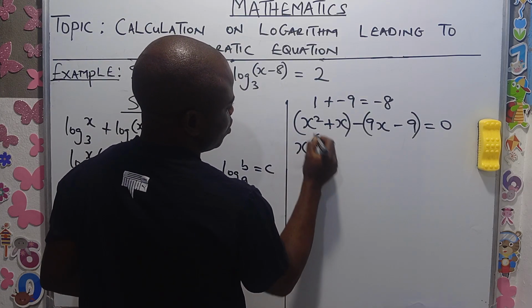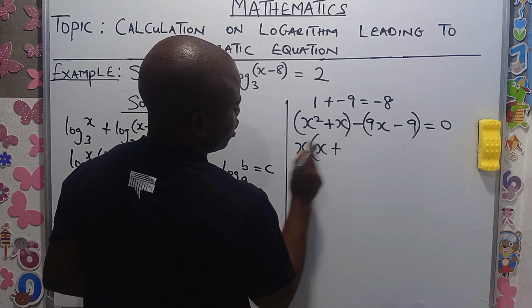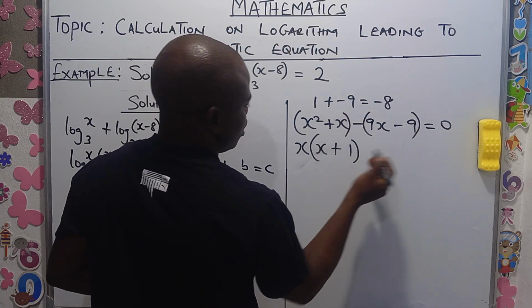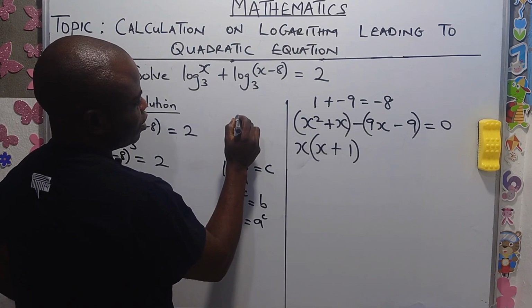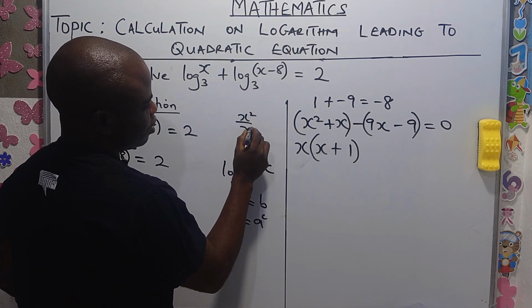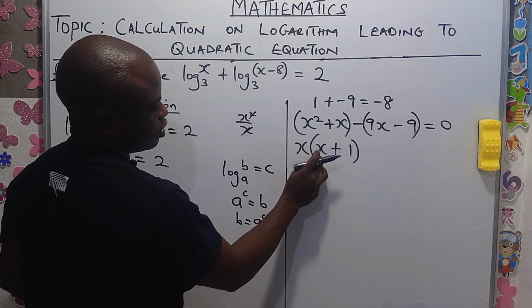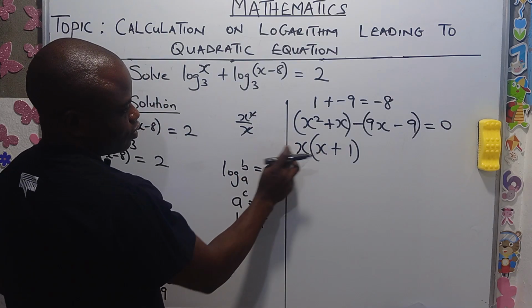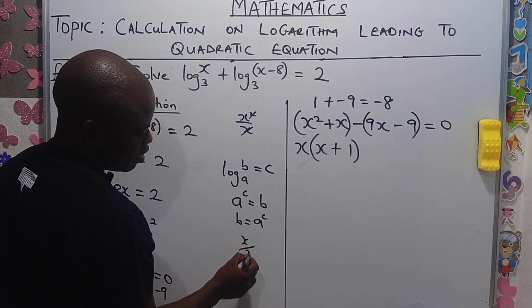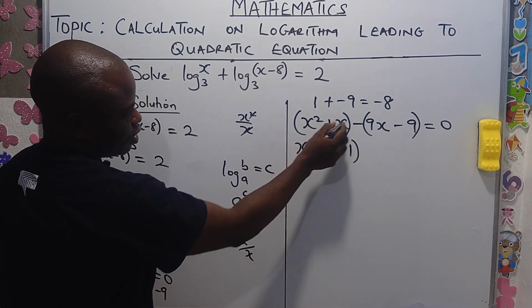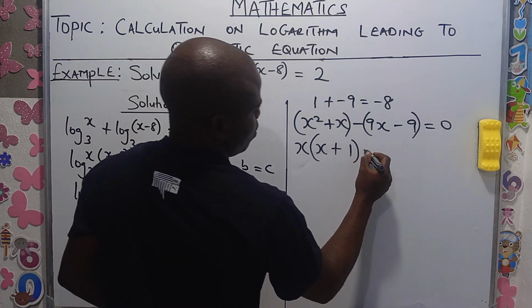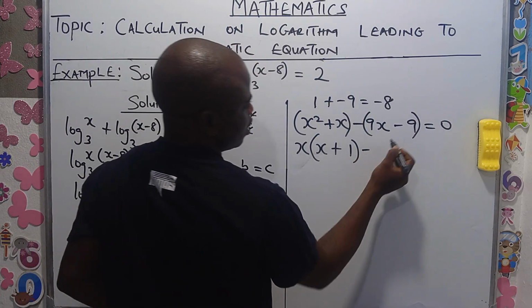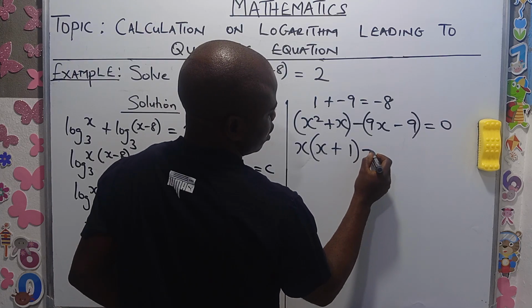Bring x out, remain x, plus 1, since x goes into x one time. Let me show you how we got this. When you factorize x out, you say x squared divided by x. Let's cancel x, we have x. And when you factorize x out, you have x divided by x, x goes into x one time. Okay, minus, what's common between 9x and 9 is 9.